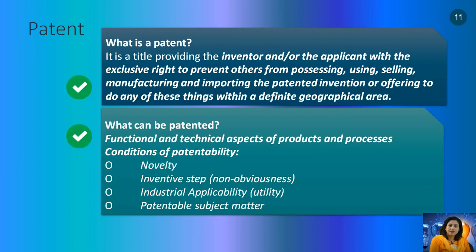What can you patent? Patents may be granted for any invention concerned with the functional and technical aspects of products and processes. To qualify for patent protection, the invention must fulfill the so-called conditions of patentability. Number 1 is novelty. Number 2 is inventive step, which is non-obviousness. Number 3 is industrial applicability or utility. And number 4 is patentable subject matter.